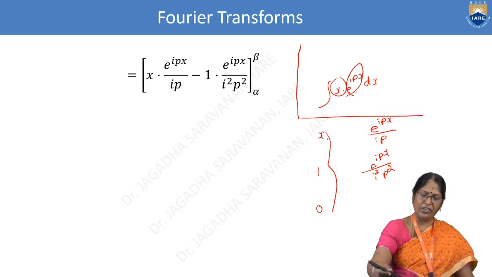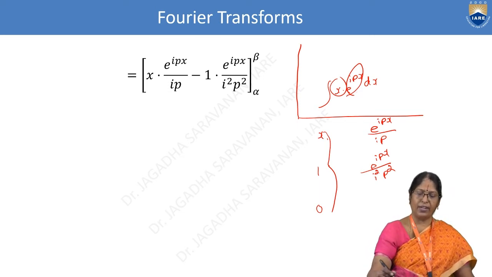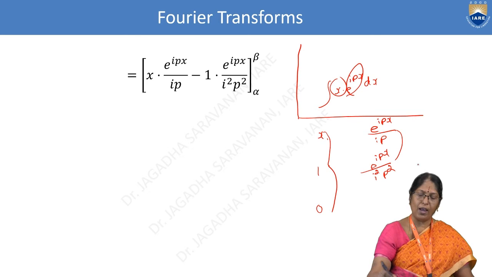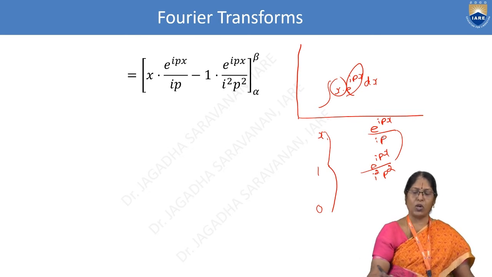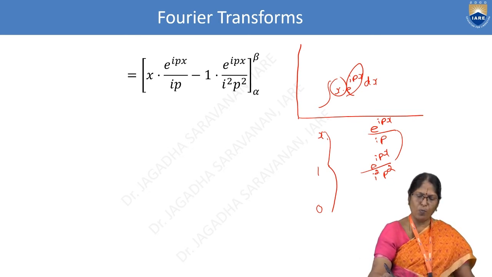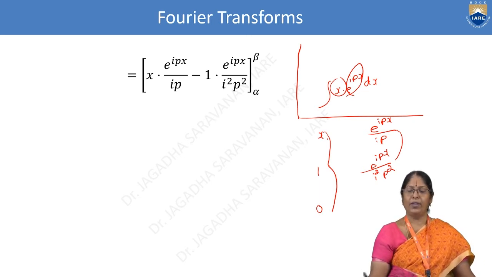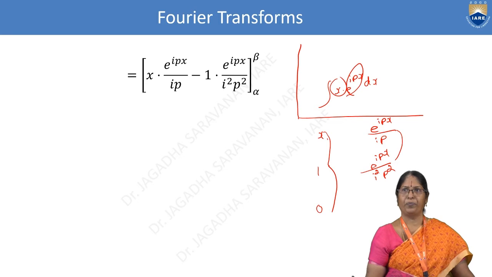Exponential one, we integrate and write, that is e power ipx by ip. Again we have to do integration: e power ipx by ip, and already ip is there, so I square p square. One more time, I no need to do, because on the differentiation side the 0 has come. That is the reason the integration is not done. The work is stopped here.